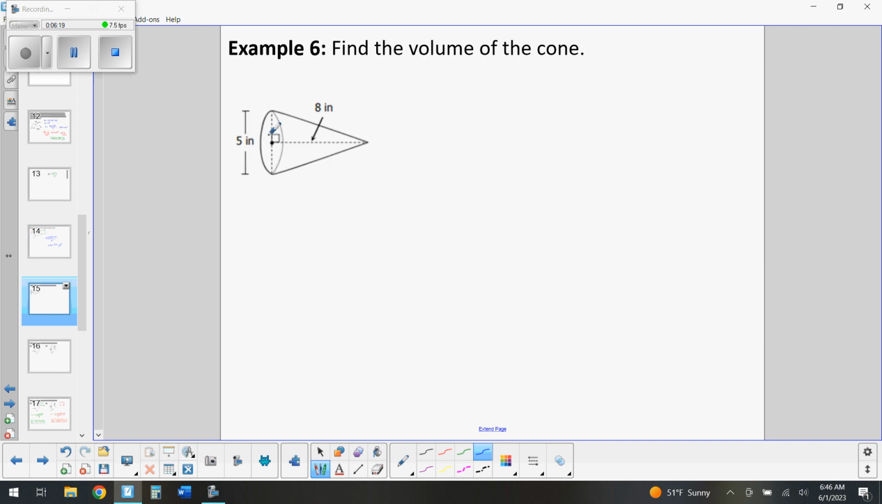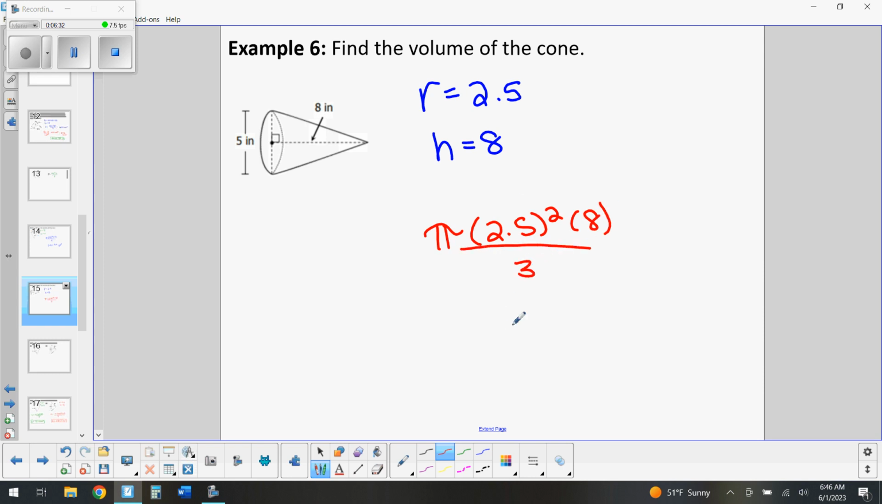In this next one, 5 is the diameter, so I'm going to say r is 2.5. And we still have h is 8. So if I have pi times 2.5 squared times 8 over 3, I end up with 52.36 cubic inches.